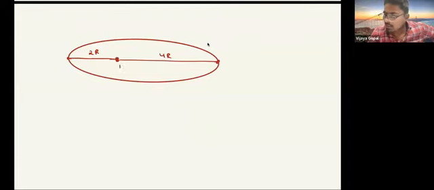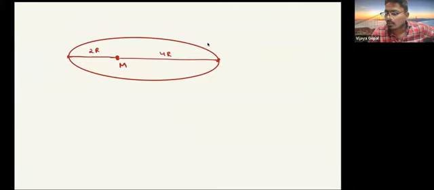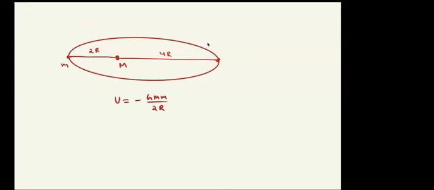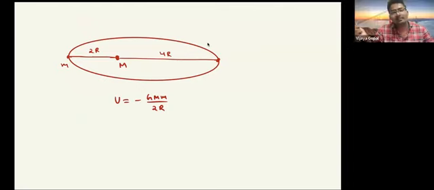First, let me consider this is capital M, and here small m mass is rotating. Can you tell what is the potential energy of the particle at this point? Potential energy between two masses, U, can be written as minus G m1 m2 by the distance between them, which is 2r. So it's minus G M m by 2r.